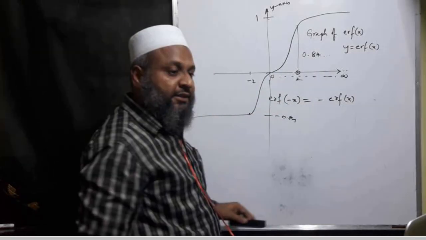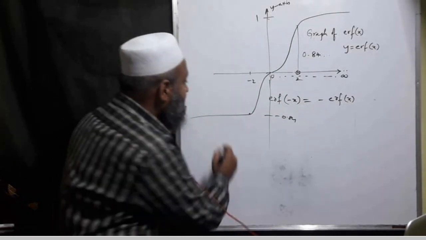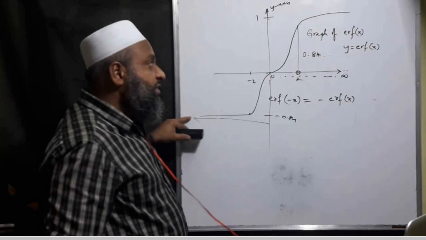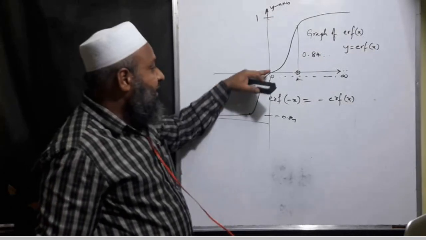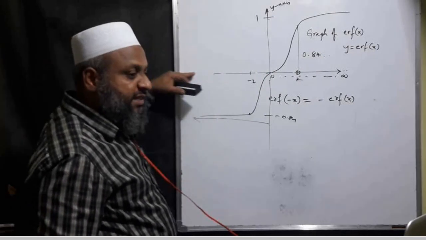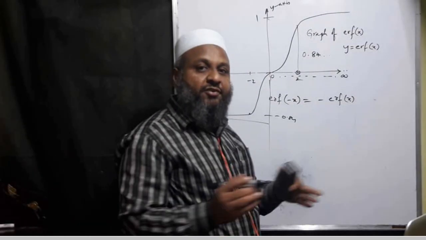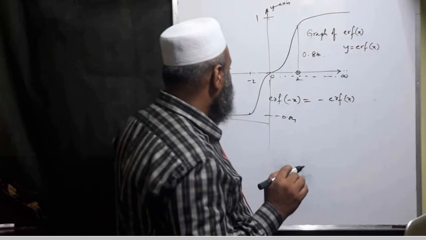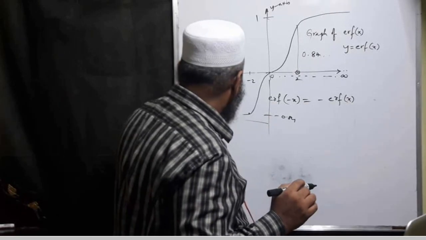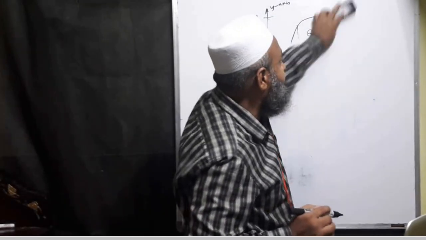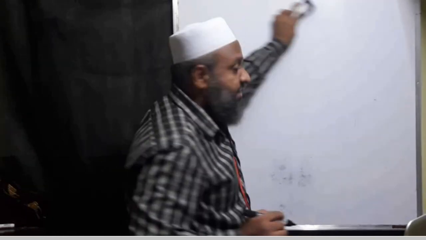in this way. So you can see that the graph will be approaching this minus 1. I mean to say, as the value of x goes to minus infinity, the value of the error function goes to minus 1. So the value of the error function lies between minus 1 and plus 1. Back to the point, let us prove now that error function at minus x is minus times of error function at x.